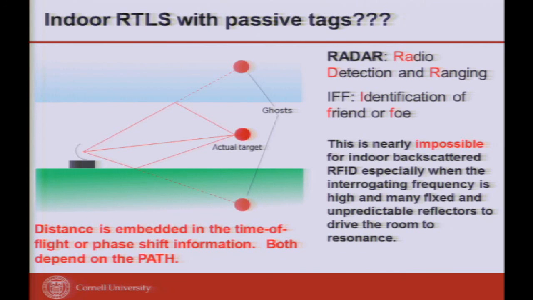This is well known, even in all radar modes. RFID is actually radar, radio detection and ranging. Detection is used in the identification of friend or foe, IFF, one of the most secretive electronics in all defense electronics. But that's worked out.